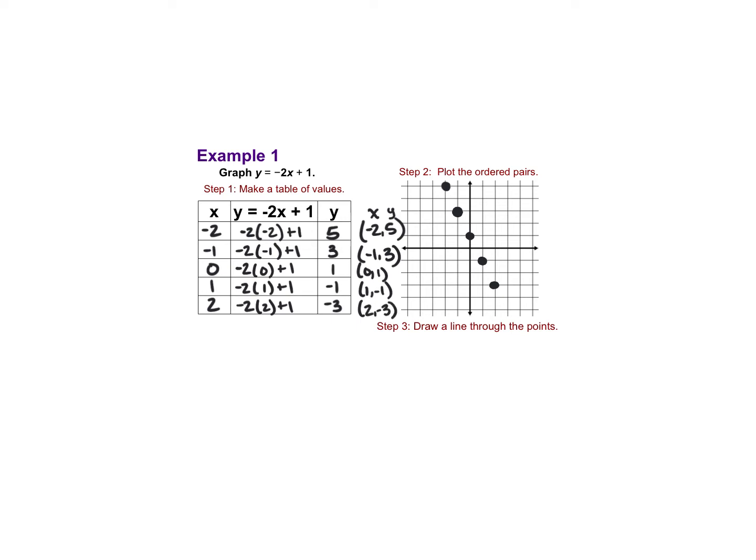And then step 3, draw a line through the points. So we're going to draw a line all the way through those points, and we're going to have arrows on the ends of the line. And that's how you do example number 1.